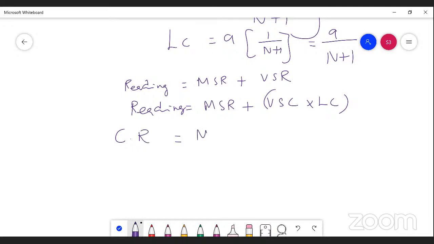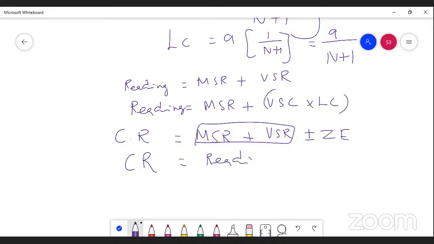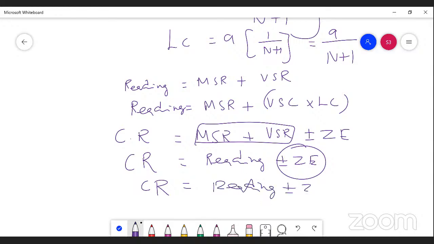What is the correct reading? The correct reading is equal to main scale reading plus Vernier scale reading, which is the measured reading, plus or minus zero error. Here also there is positive error and negative error, the same phenomenon as in the screw gauge. Positive error means the correction is negative. Error negative means the correction is positive. So the correct reading is the measured reading plus or minus the zero correction.